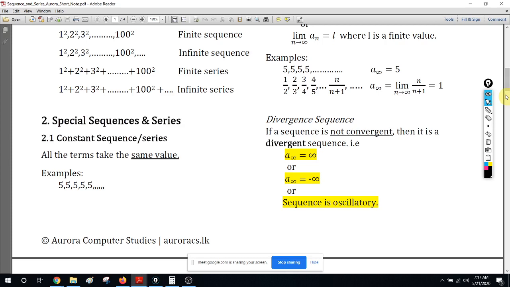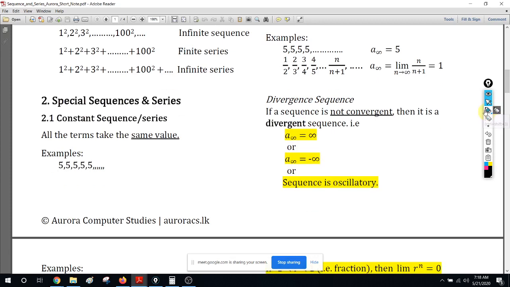Of course, if it is not convergent, it is divergent, right? So there are three possibilities that a sequence can be divergent. What are those three possibilities? The infinite term is plus infinity, or the infinite term is minus infinity, or the sequence is oscillatory. Those are the three scenarios where a sequence can be divergent.